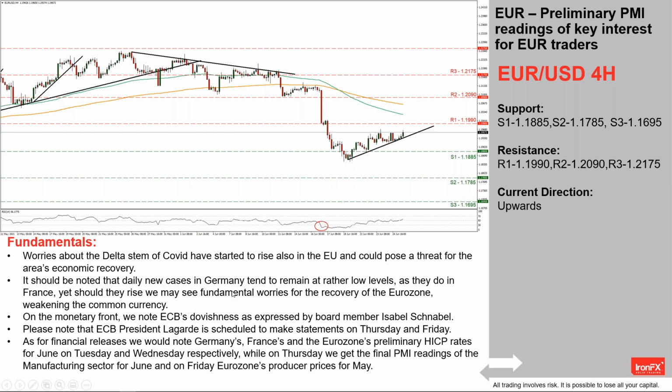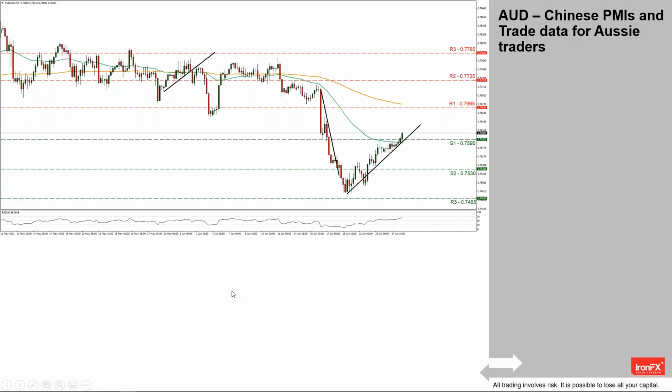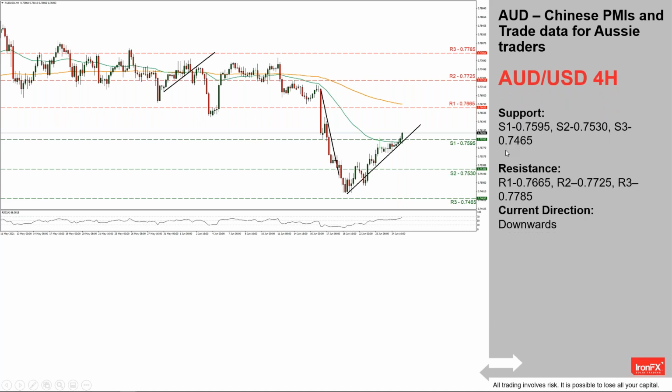Moving now to the Aussie, and this would be AUDUSD for our chart, also maintaining a clear upward trend line, also practically boosted by the weakening of the USD. The pair has now broken above the 0.7595 support line, which would be our first support line. Even lower than that, we would note the 0.7530, and even lower than that would be the 0.7465.